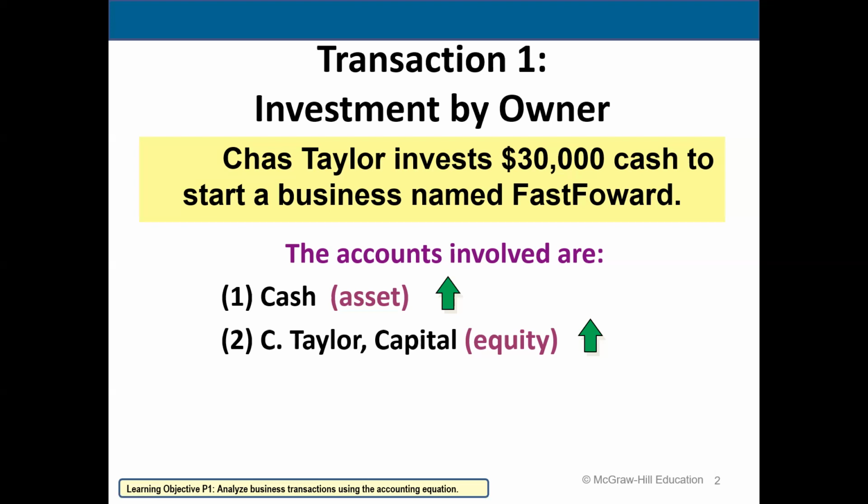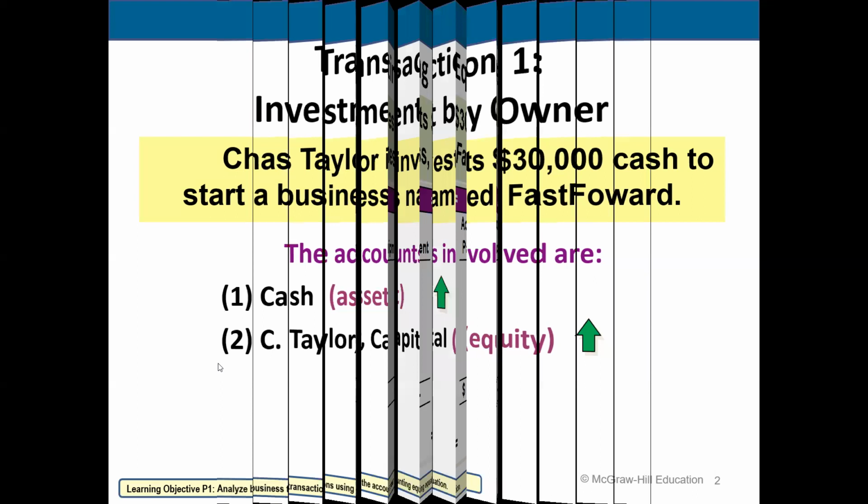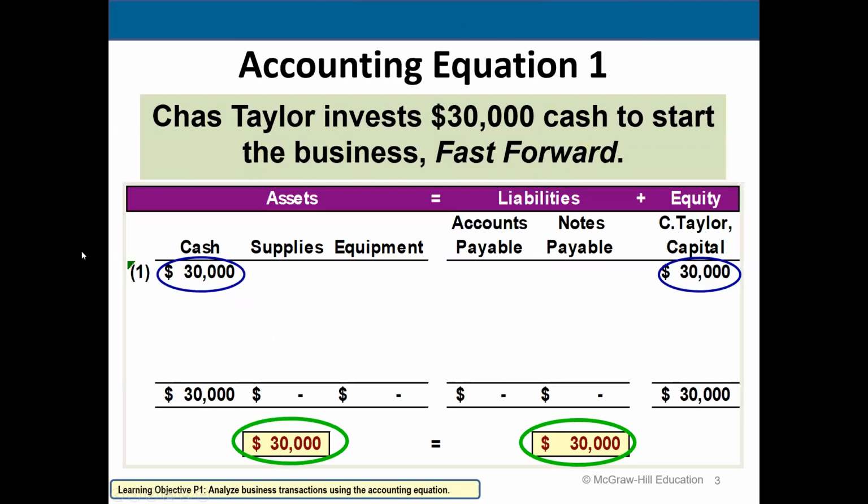So I would ask, what's happening here? For the business, the cash is increasing. And our equity, which we're going to just call capital, the amount that the owner puts in, is also increasing. So cash increases, and cash is an asset, and equity increases. Looking at our accounting equation, cash goes up by 30,000, and our equity, the capital by the owner, goes up by 30,000. And you can see that our equation is in balance.